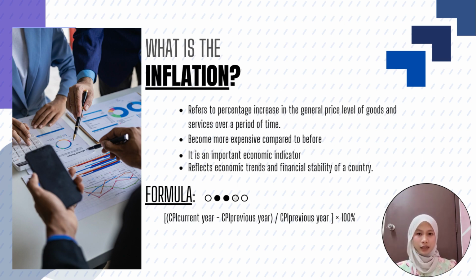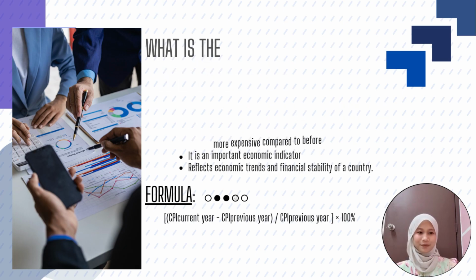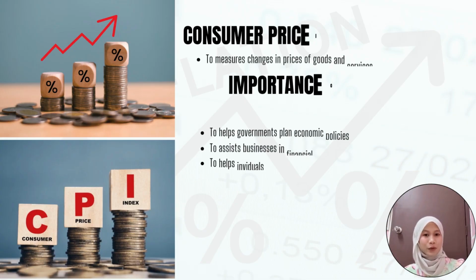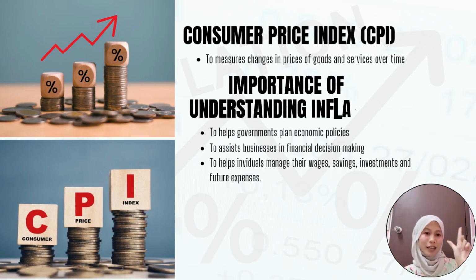Inflation rate is calculated using the Consumer Price Index or CPI with the following formula. Next, CPI stands for Consumer Price Index. It is used to measure the changes in the price of goods and services over time. CPI is important because it helps determine the inflation rate in a country.